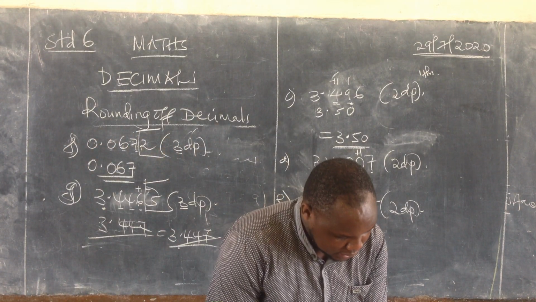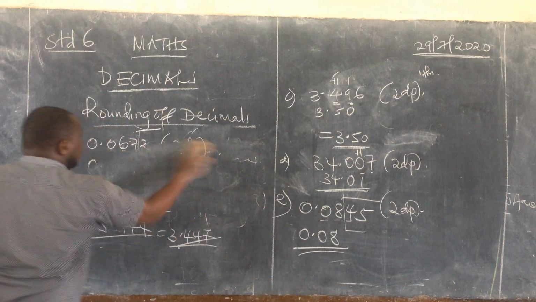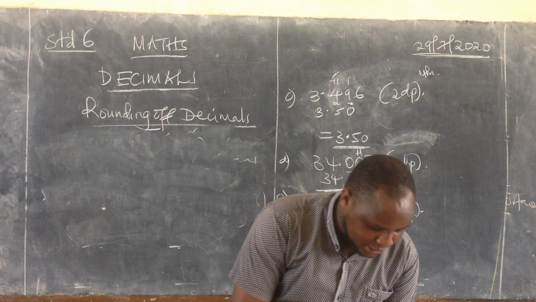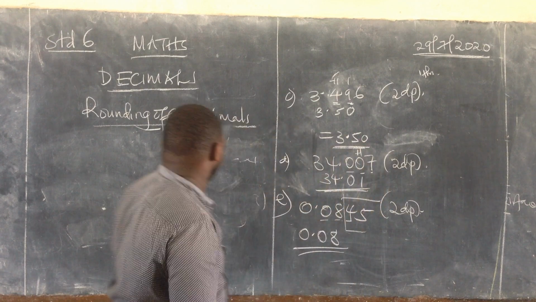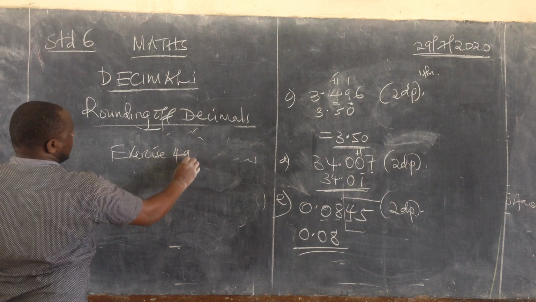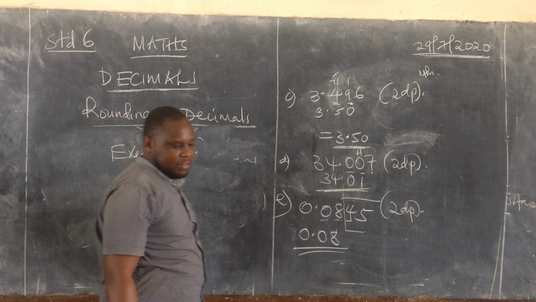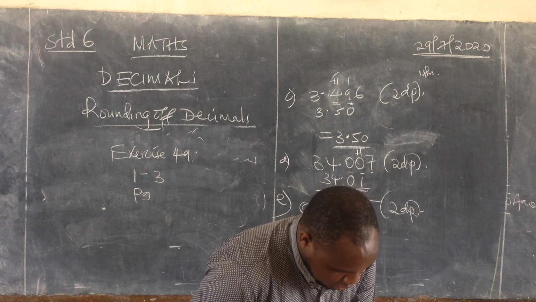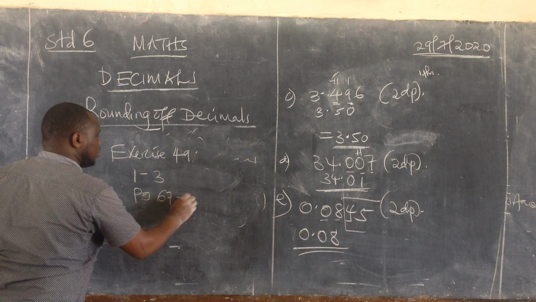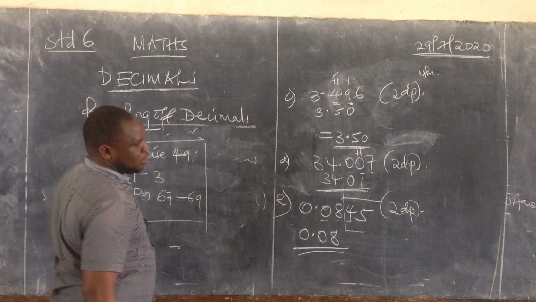So I want you to do exercise 49, numbers 1 to 3. That is going to be found on pages 67 through 69. So that is the work that I want you to do.